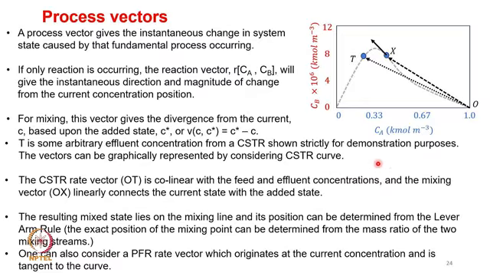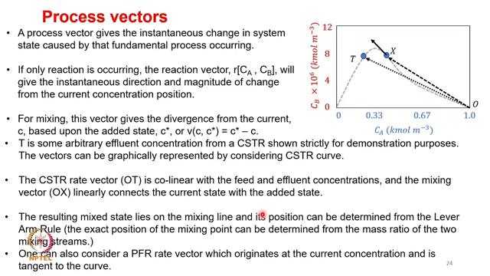And the mixing vector OX. Okay, OX is the linear connection between the current state and the added state. So this is the current state and the added state. So you can see the resulting mixed state lies on this mixing line, and you can compute it from the lever rule.